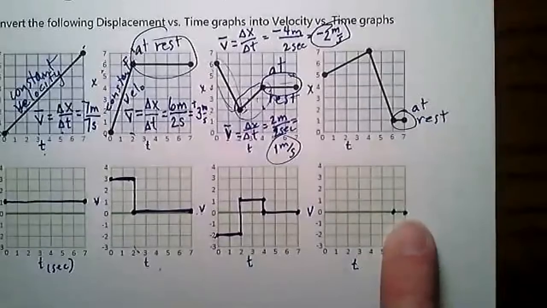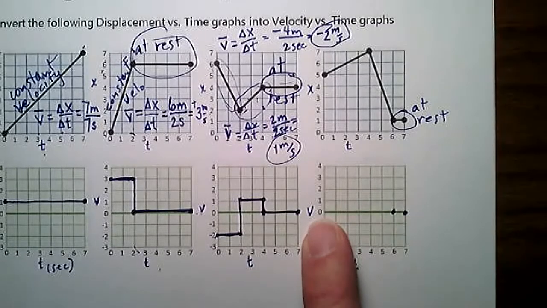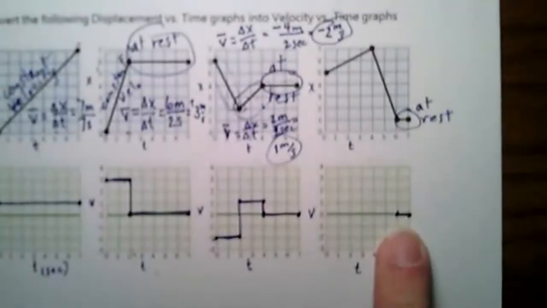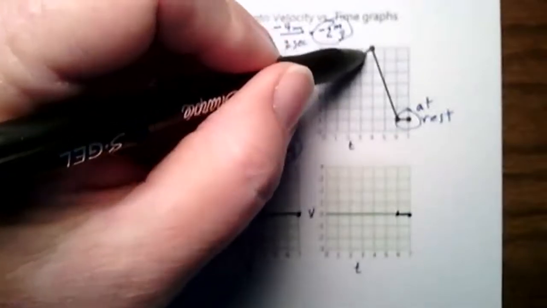We're at rest. That means my speed during that period of time, if I wasn't moving, my velocity must be 0. So I'm going to have a small segment here that's right along 0, the 0 axis, I guess we could say.